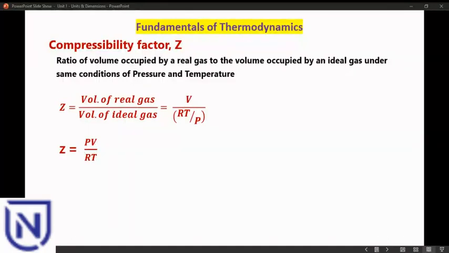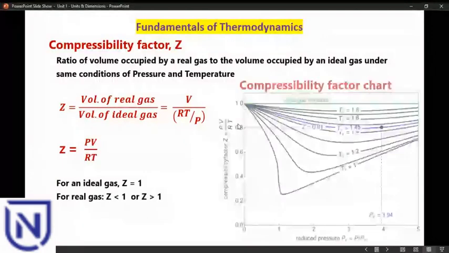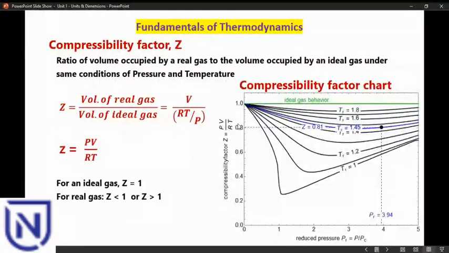All right. So this is how we are going to make use of the compressibility factor. Now remember, for an ideal gas, both numerator and denominator will be the same. Z will be equal to 1. You can see the green bar here. This is called the compressibility factor chart. What is the advantage?